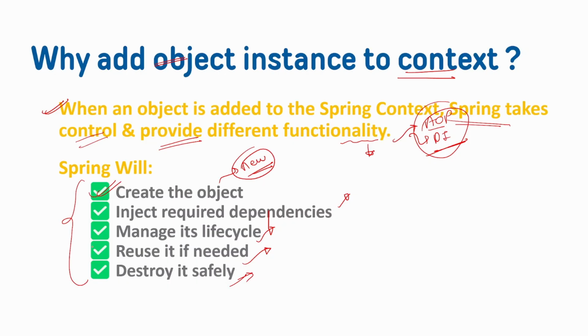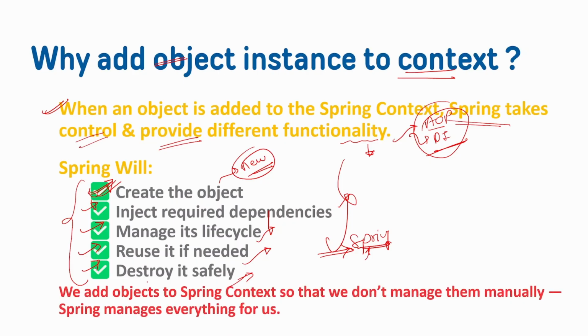So when we add the object instance to the Spring context, it takes the full control and provides different functionality. As we have already seen, Spring will create the object, inject the required dependency for the creation of that object, manage its life cycle and reuse it if necessary, and then destroy it safely. So these are some of the functionality that are provided by Spring when we add the object to the Spring context. So we add the object to the Spring context so that we don't manage them manually.